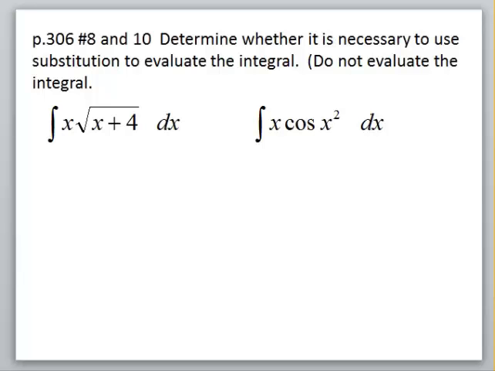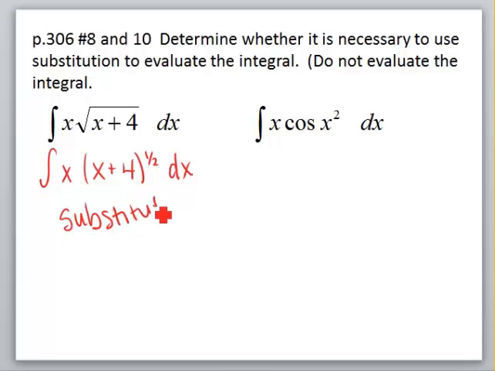So this problem again says determine whether it is necessary to use substitution to evaluate the integral. We do not have to evaluate the integral. We'll actually do that on the very next problem. So let's go ahead and think about whether or not we need to use some substitution in this. This would say x times x plus 4 to the 1/2 power dx. Since there is no way to distribute that through, this would definitely need substitution. There's no way to simplify this.